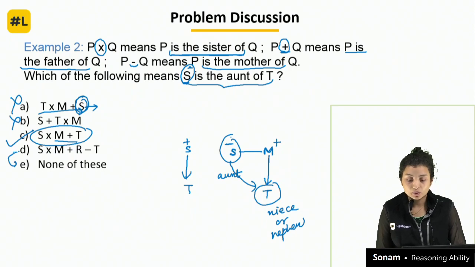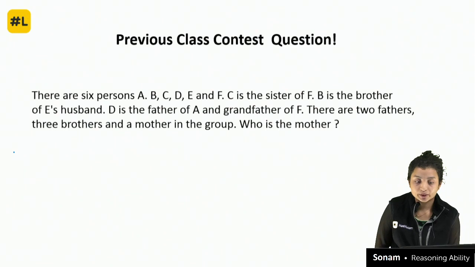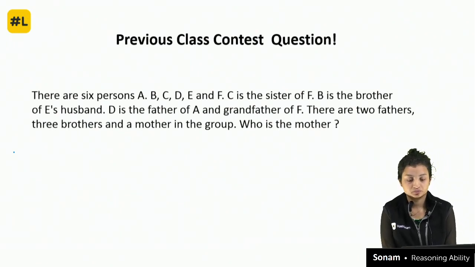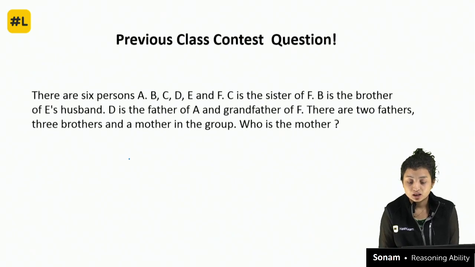Okay, now we will discuss the question which you have done in the last class, that is the previous class contest question. Quickly read the question, then I'll solve it for you. There are 6 persons A, B, C, D, E, F. C is sister of F, B is brother of E's husband, D is father of A and grandfather of F. There are 2 fathers, 3 brothers and a mother in a group. Who is the mother?